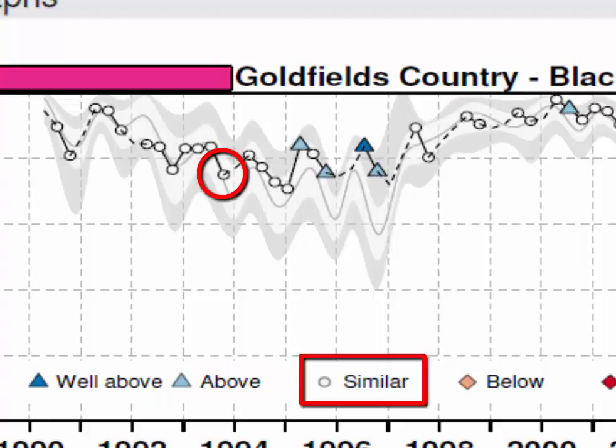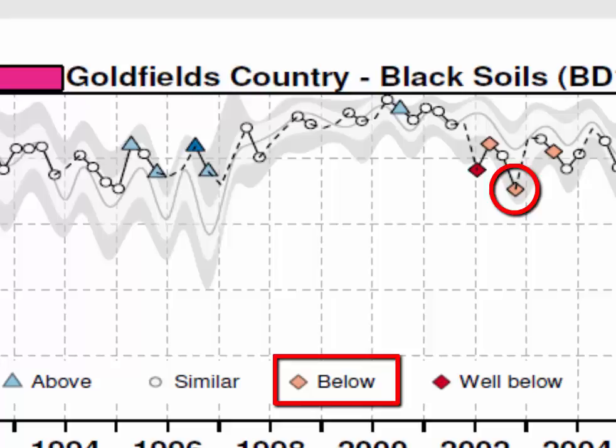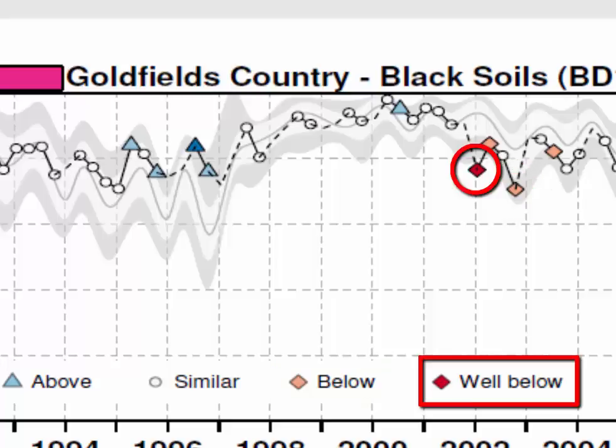If it falls between the 2 grey bands, we call it similar to the expected level of cover because it's around the mid-range for the region, and it's assigned a white circle. If average cover in our paddock falls into the lower grey band, it gets an orange diamond, which means cover is below expected levels compared to the region. And finally, if cover in our paddock falls below the lower grey band, it's defined as well below expected levels of cover, and we mark it with a red diamond.